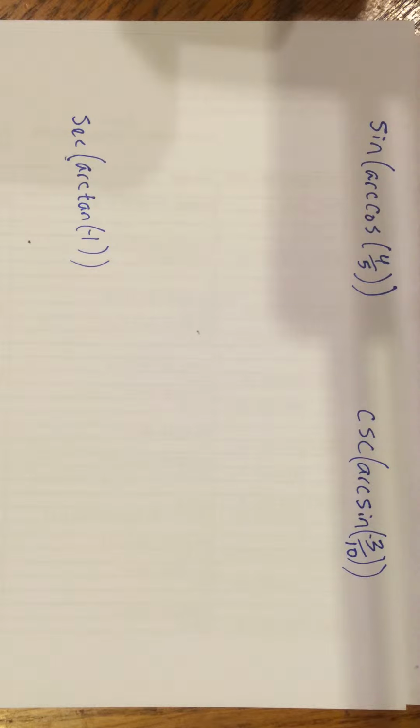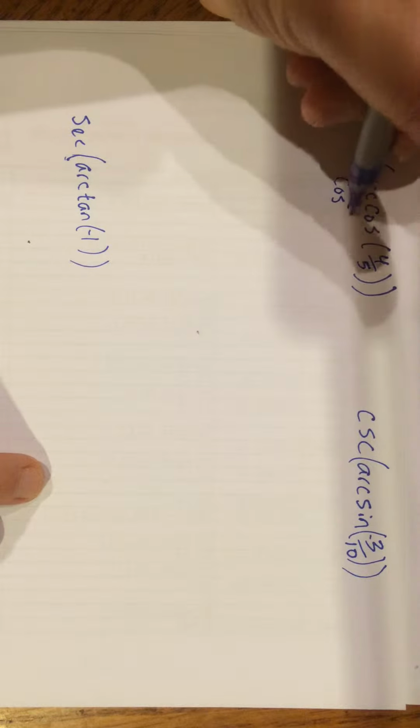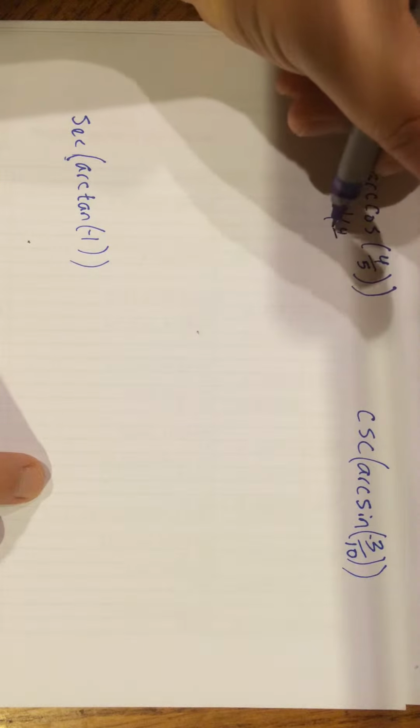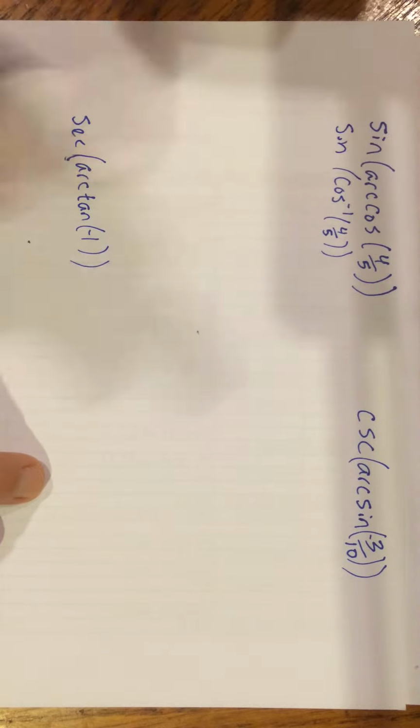Okay, so let's try three last ones of these. Say I want to find sine of arccos of 4/5. First off, arccos is just another way that we write cosine inverse. So cosine inverse and arccos are the exact same thing. If you see one, it's the same as the other.